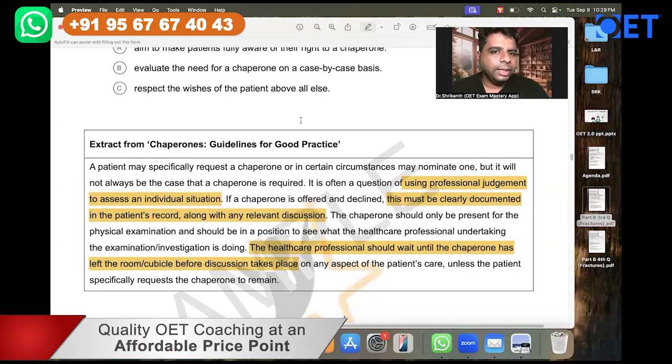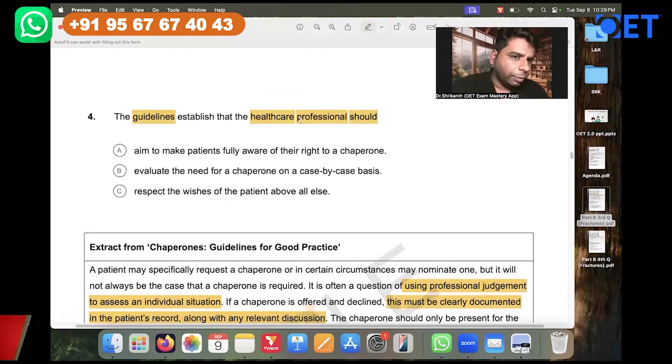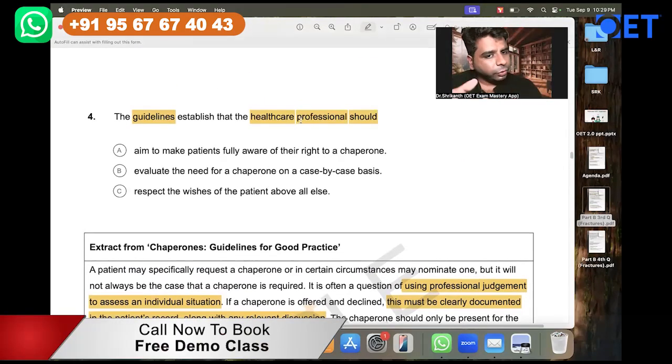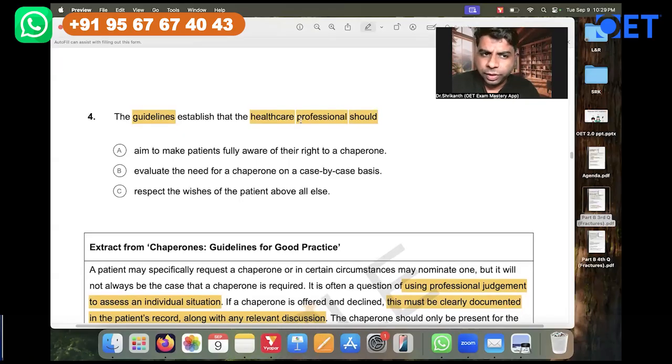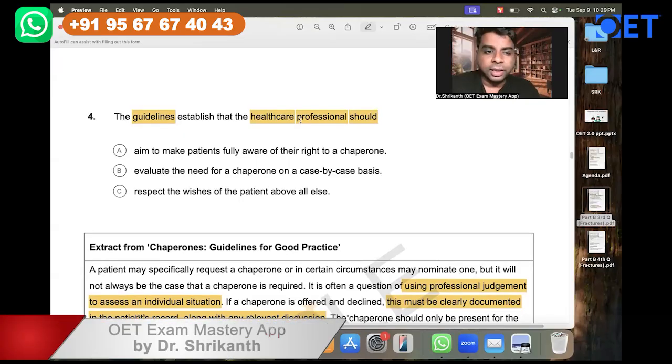Right. So anyway, let's take a look into the answer options. Let's comprehend the question again. What I just told you is a small strategy. Anyway, now let's take a look into the answer options over here. Answer option A: medical professionals should aim to.